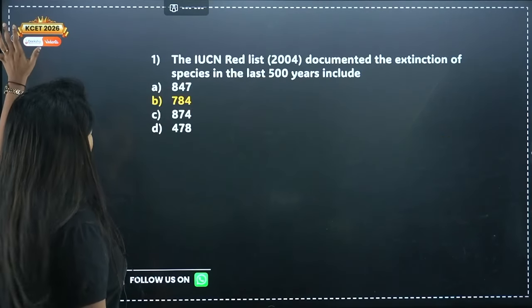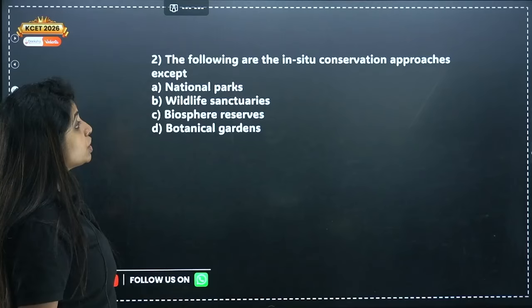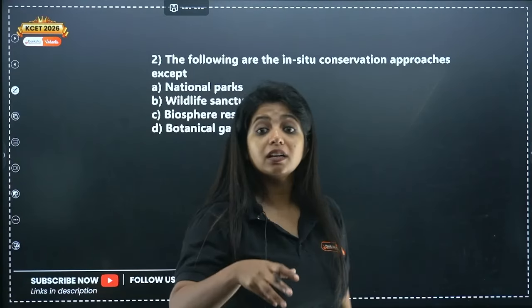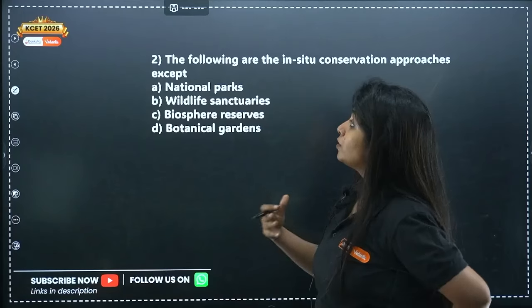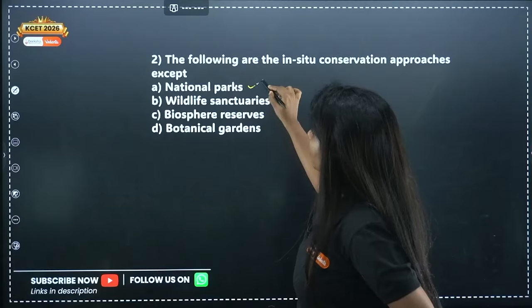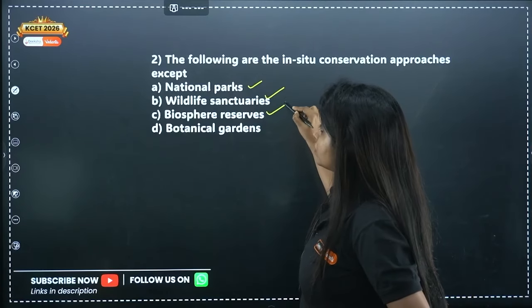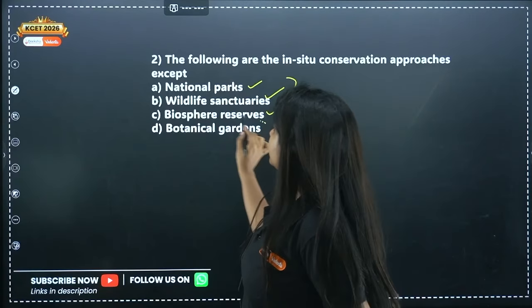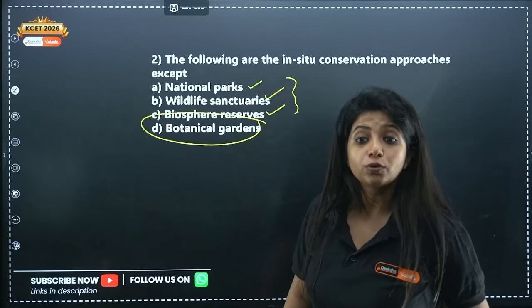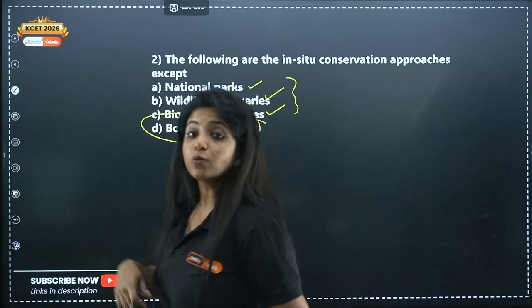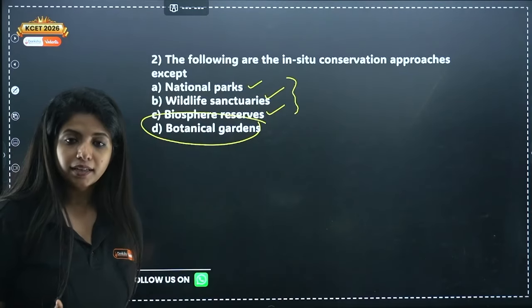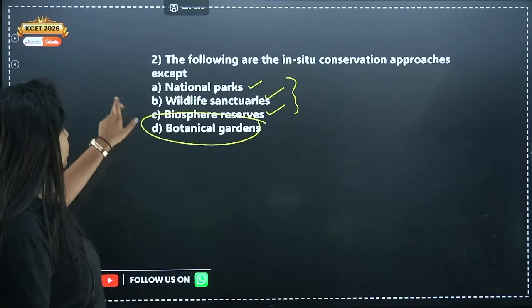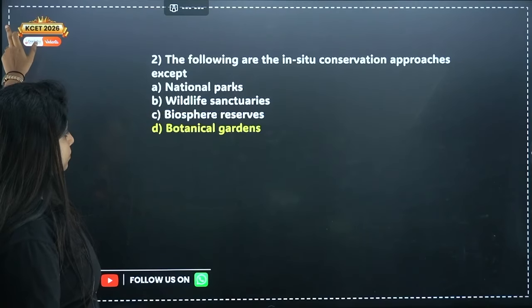Now, the following are the in situ conservation approaches except. In situ means you're conserving the organism in their natural habitat. So you're asking what is an exception out there. Natural parks, wildlife sanctuaries, biosphere reserves, all of them are in situ conservation methods. What about botanical gardens? No, that is an ex situ conservation method. You're conserving outside the actual habitat, as in you get plants outside their natural habitat. So this is an exception.